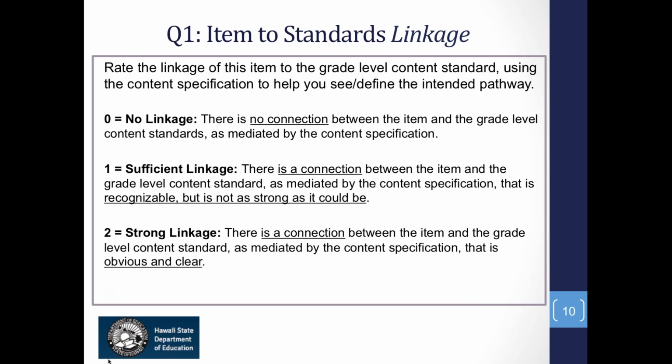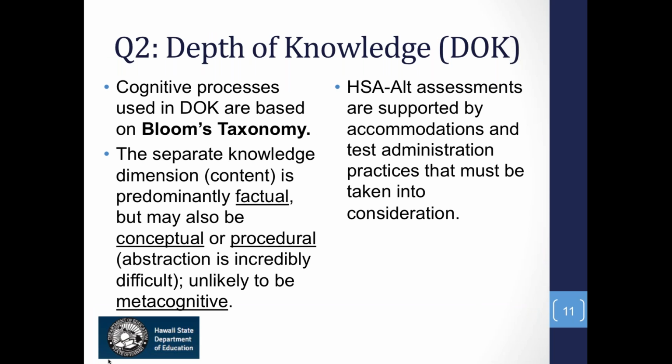So the first question, the definitions for each of the ratings. The 0, again, is that there is no connection between the item and the grade level content standard as mediated by the content spec. Sufficient linkage is a 1. That means there's a connection that you can see between the item and the grade level content standard that's mediated by the content specification. It's recognizable, but it's not as strong as it could be. And then strong linkage means there's a clear connection that's obvious, okay? So those are the same exact definitions that we had during phase 1.